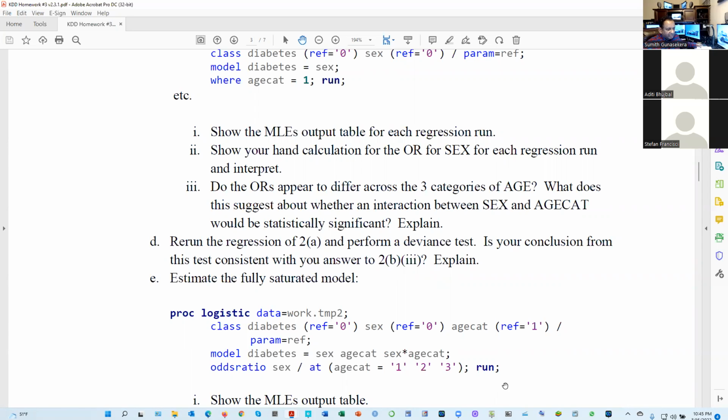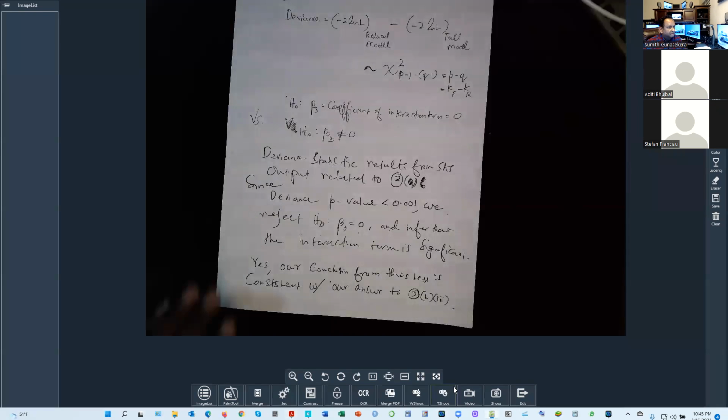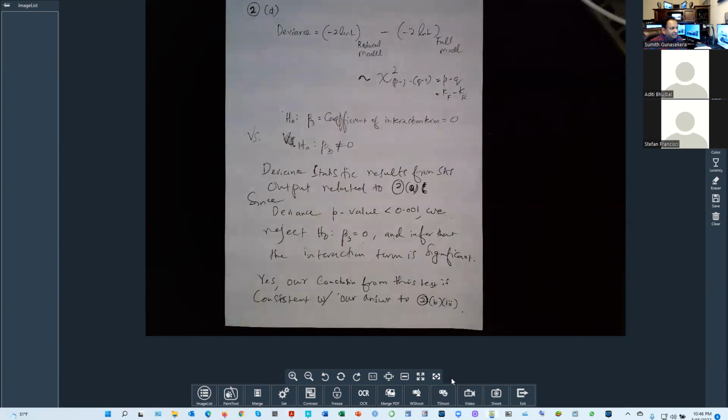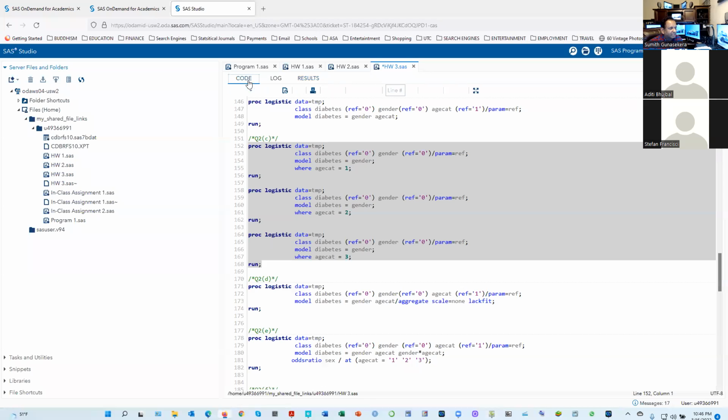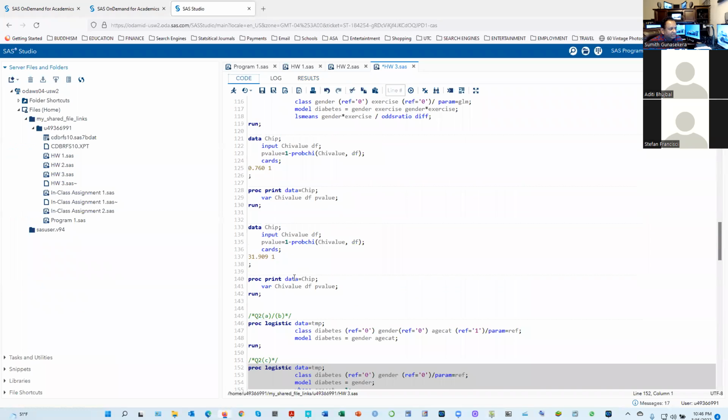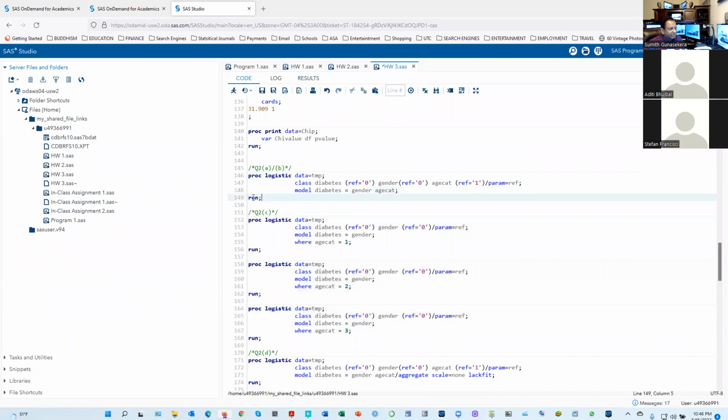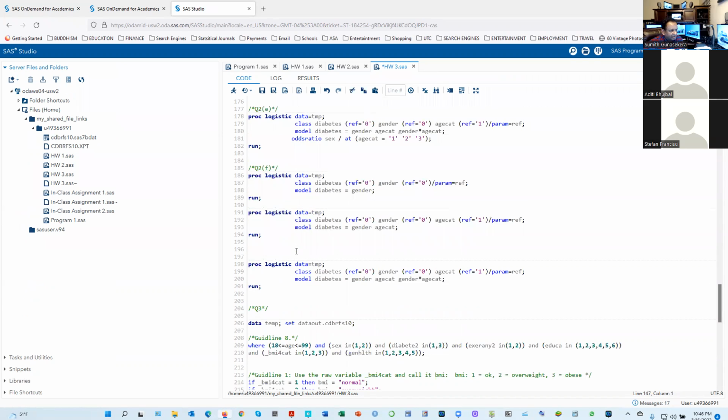The deviance test, you can remember that. The p-value, see? The deviance test means whether the interaction coefficient is going to be 0 or not. From the SAS output from 2A, you can remember that the p-value is less than 0.001. If you want, you can have a look at it again. 2A and B both. So 2D.